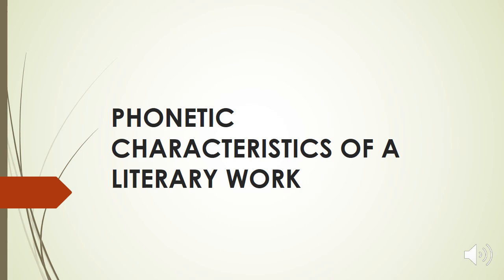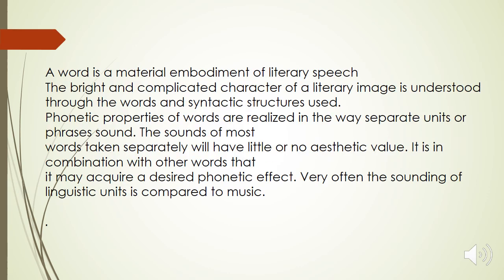Today we are going to talk about phonetic characteristics of a literary work. Well, you know that all images of a literary work are created by the vocabulary of a language, deliberate choice of words and their specific arrangement. A word is a material embodiment of literary speech. Taking part in the creation of an image, the word becomes its form. At the same time, the word is a component of the image. It is through the word that the unity of the form and the contents is created.